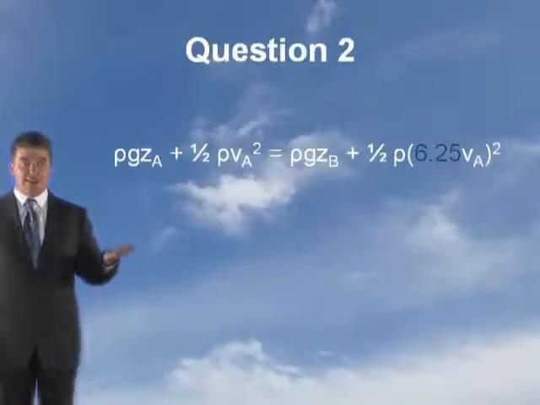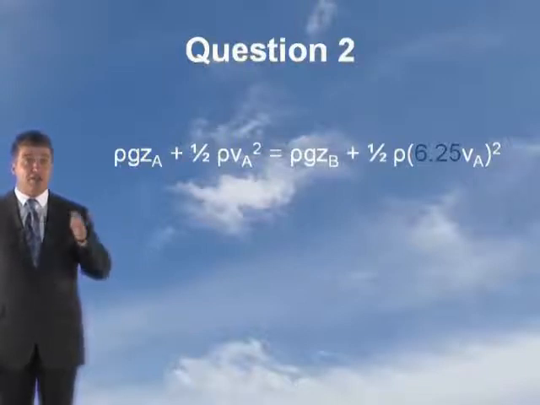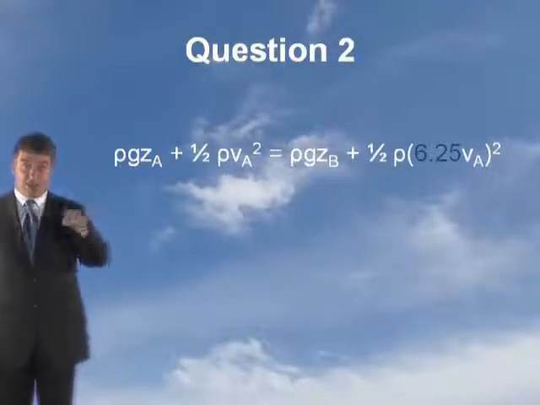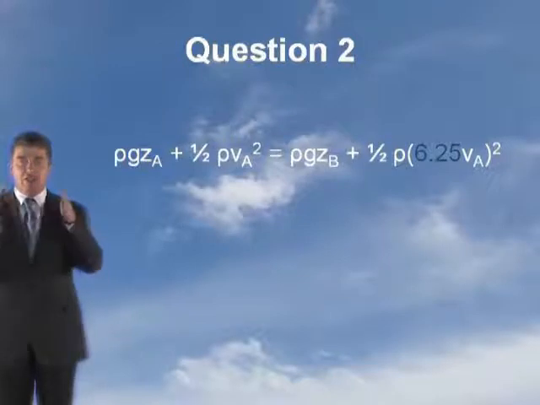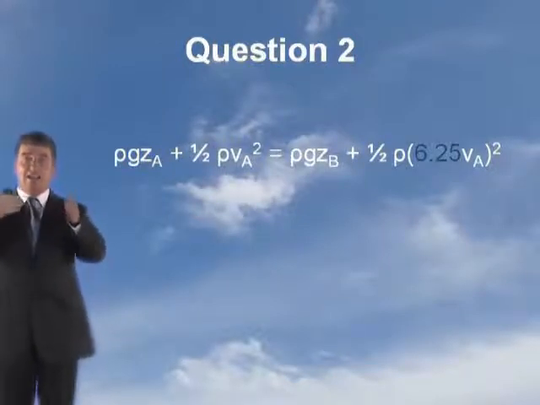VB equals 6.25 VA. Now what you do is you substitute this into the formula. So what you get is this: rho g zA plus half rho VA squared equals rho g zB plus half rho, brackets, you've got to put the brackets, 6.25 VA, brackets squared. You've substituted in 6.25 VA instead of VB.